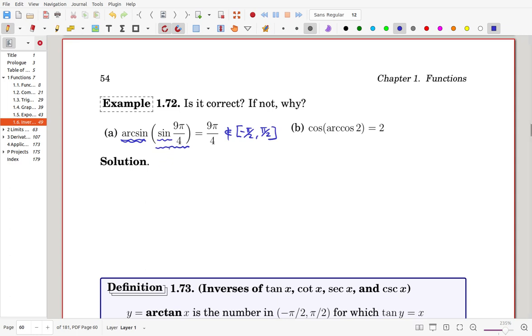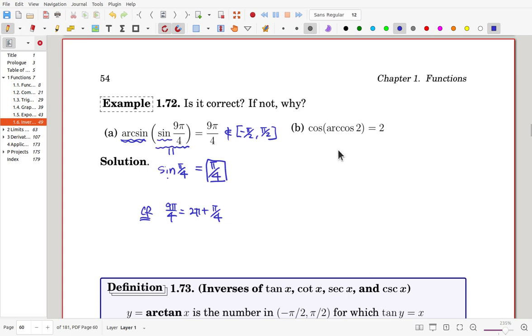In fact, inside this parenthesis, 9 pi over 4 is the same as 2 pi plus pi over 4. So the inside of the parenthesis is the same as sine of pi over 4. After application of sine and its inverse, eventually that must be pi over 4. So if it is pi over 4, then it is correct.